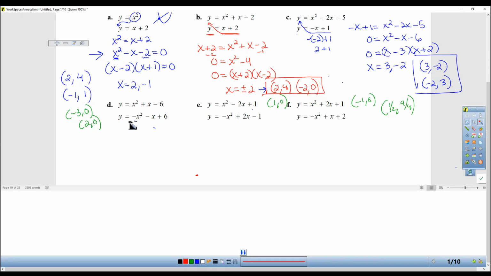So I'm going to use substitution again. This is y, so x squared plus x minus 6 is equal to negative x squared minus x plus 6. When I bring this over, I get 2x squared plus 2x minus 12 is equal to 0. I'm going to take out the 2: x squared plus x minus 6.